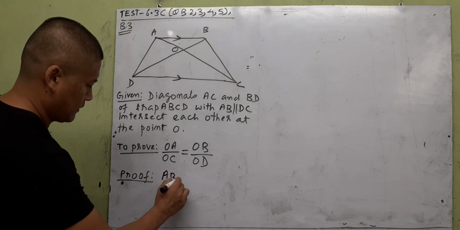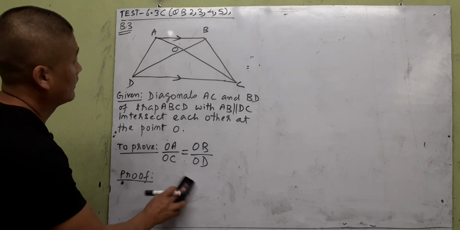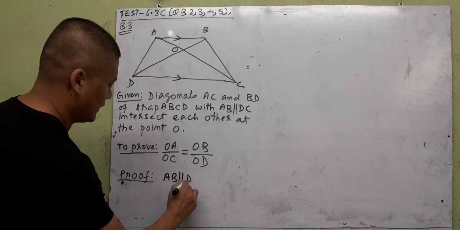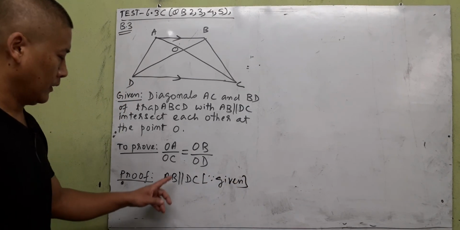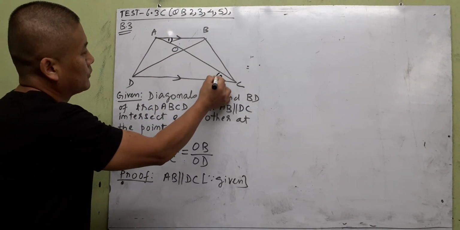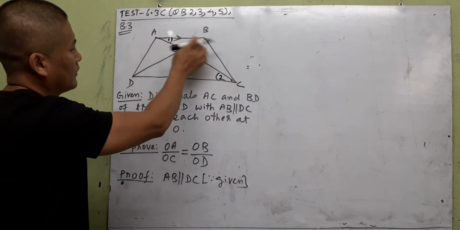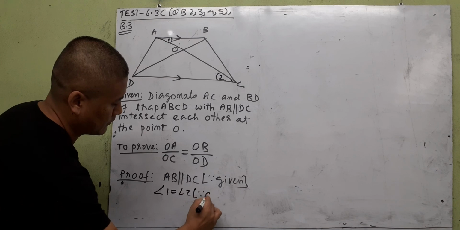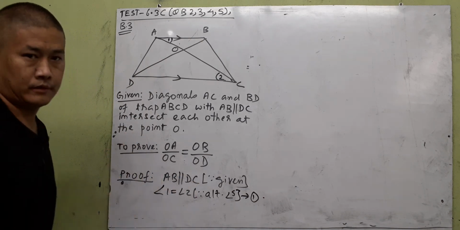AB parallel to DC because it is given. So if these two lines are parallel, then this angle here, let us mark 1, this one 2, cut by this transversal AC, then see here, a Z kind of letter, inside on the right, inside on the left, the alternate angles will be equal because we know alternate angles are always equal when the lines are parallel, right?